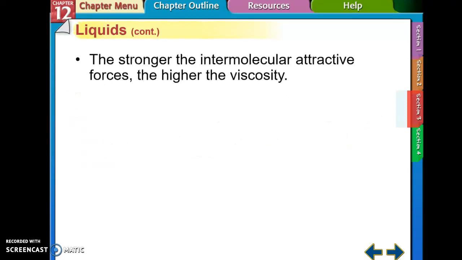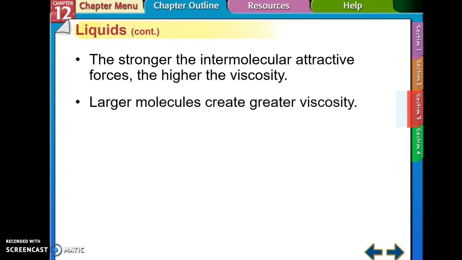The stronger the intermolecular attractive forces, the higher the viscosity. So think about it this way. When the particles slow down because it's colder, they're going to be more likely to stick together, so they would have a higher resistance to flow. I'll say that again. The colder it is, that means that the particles have less kinetic energy. They are going to be less likely to move as fast. Since they have a lower kinetic energy at a lower temperature, they're going to stick together more. That means it's a stronger intermolecular force, so that means it's going to have a higher viscosity.